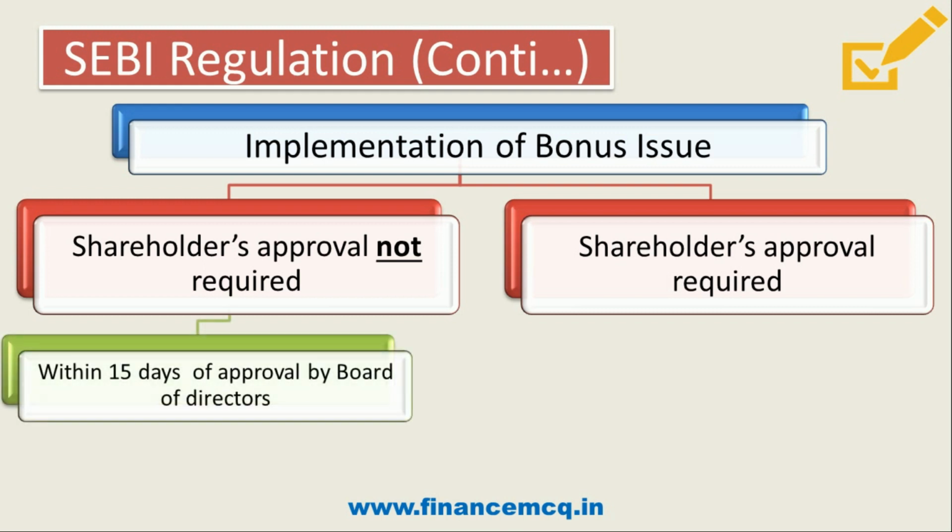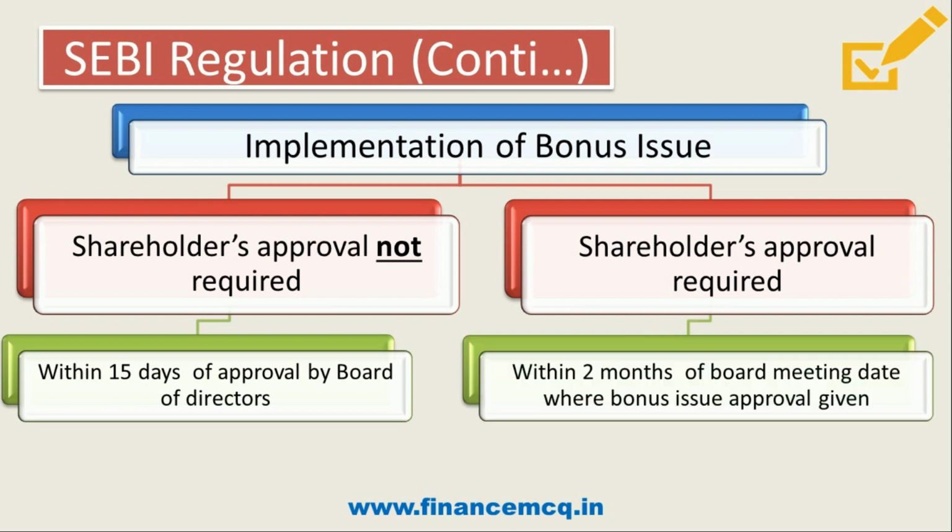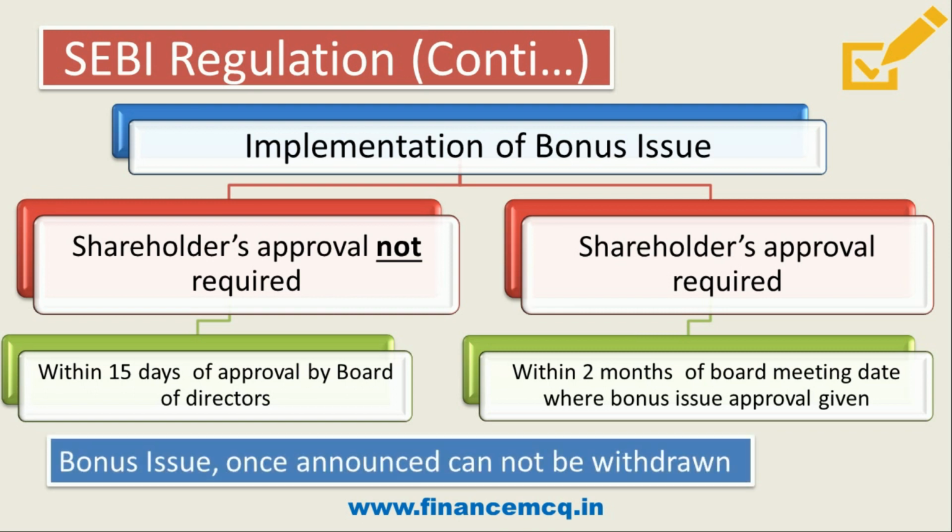Friends, if there is no approval required, then bonus issue is to be implemented within 15 days of approval by the board of directors, and if approval is required, then within 2 months of the board meeting where bonus issue approval is given. And one important point to note is that a bonus issue once announced by the company cannot be withdrawn. So if the company announced that they are issuing a bonus issue, they cannot withdraw that at a later date. So do remember this point. Now let's move to the next point.